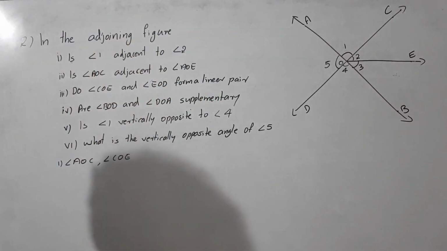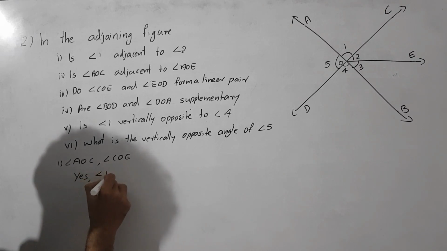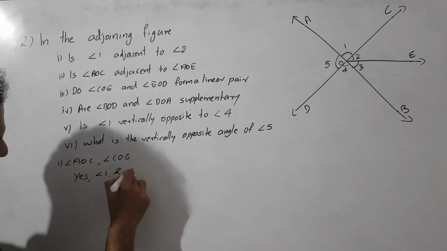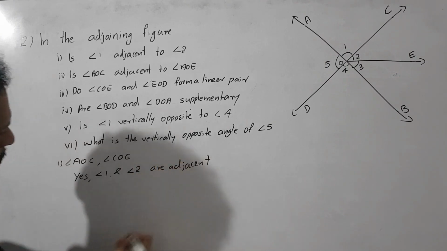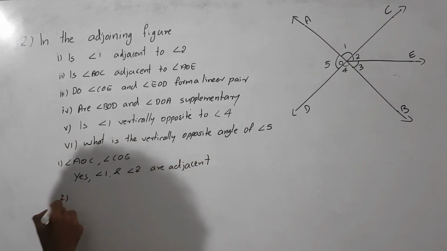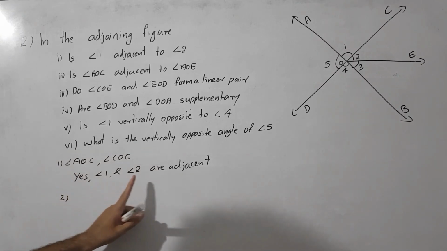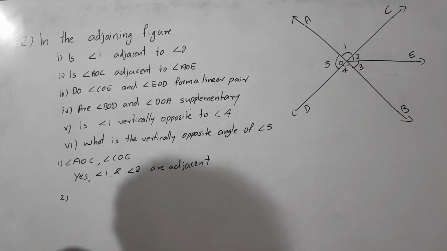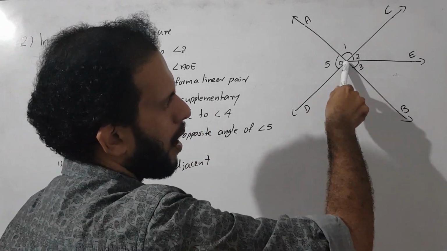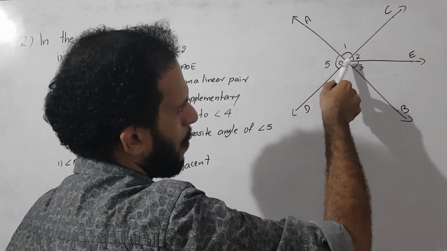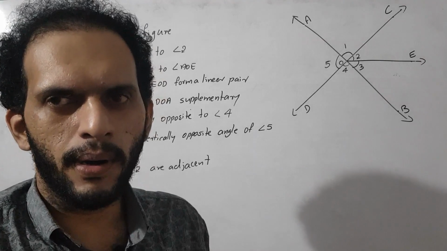Correct. So we write the first answer. Is angle 1 and angle 2 adjacent? Yes, angle 1 and angle 2 are adjacent. Why? Because they have a common vertex O, they have a common arm OC, and the non-common arms OA and OE lie on different sides of the common arm.